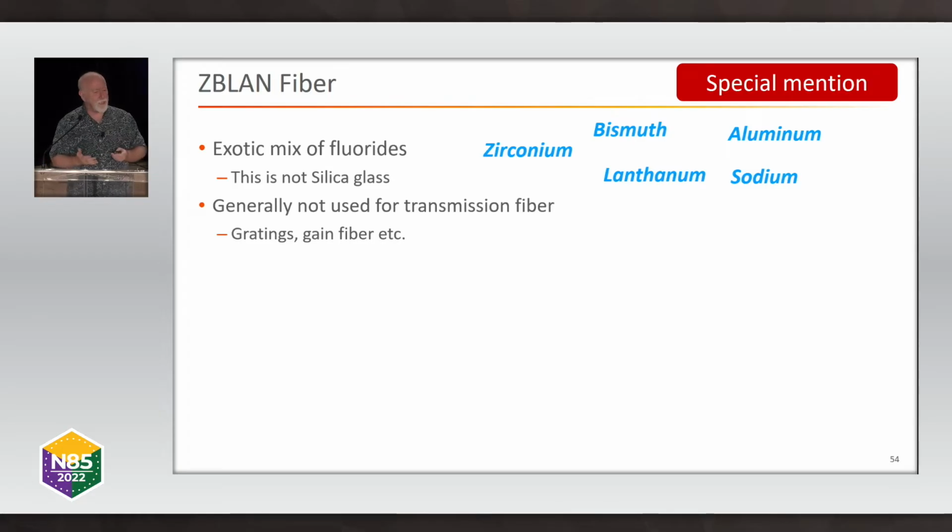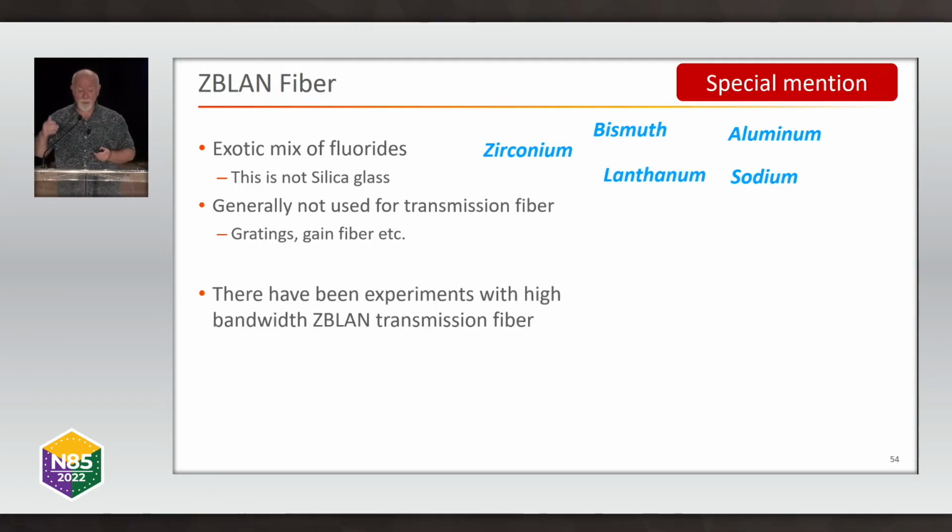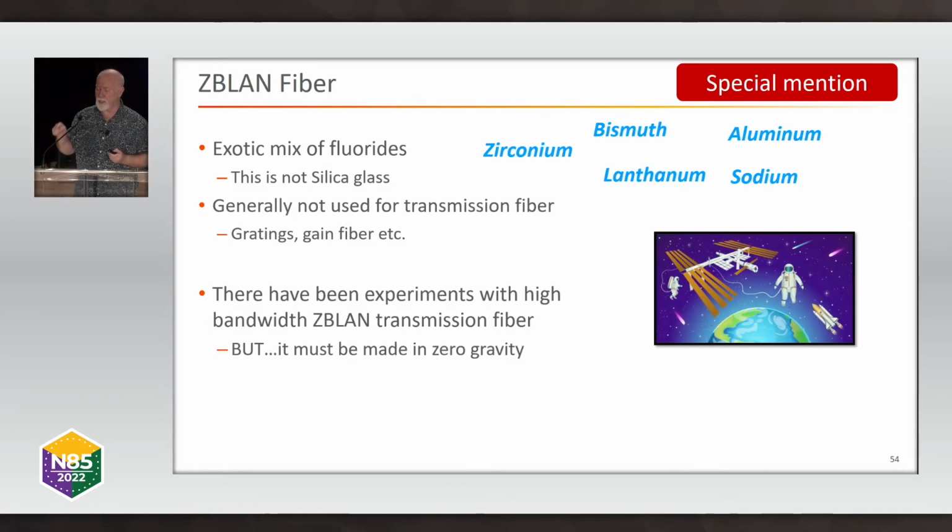It's generally not used for transmission fiber today. ZB-LAN is designed for things like gratings and gain fibers, but people have actually made experimental lengths of ZB-LAN fiber and found that it has a very wide bandwidth compared to silica-based fiber and good nonlinear performance as well. Sounds fantastic. The bad news is it has to be made in zero gravity.